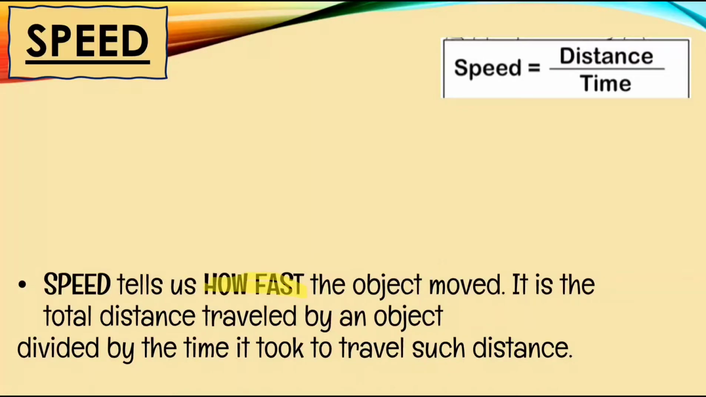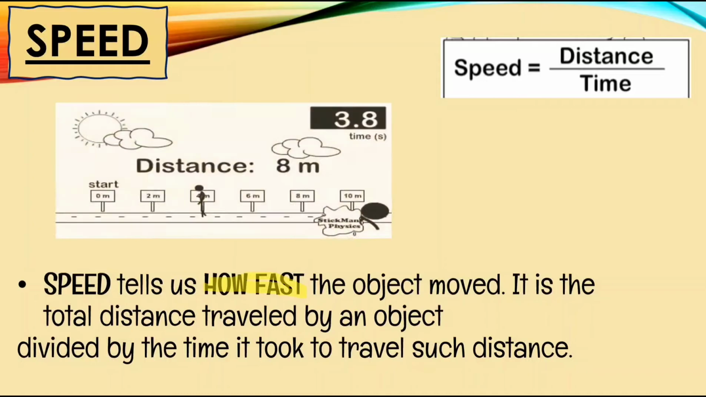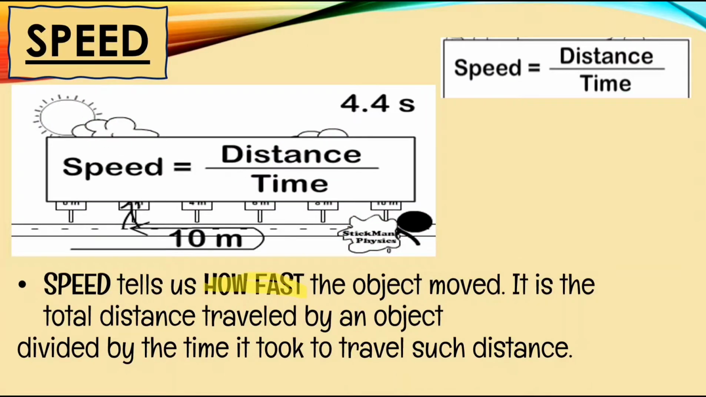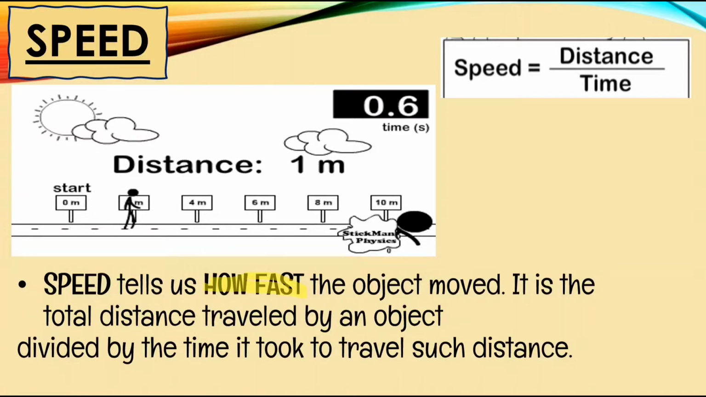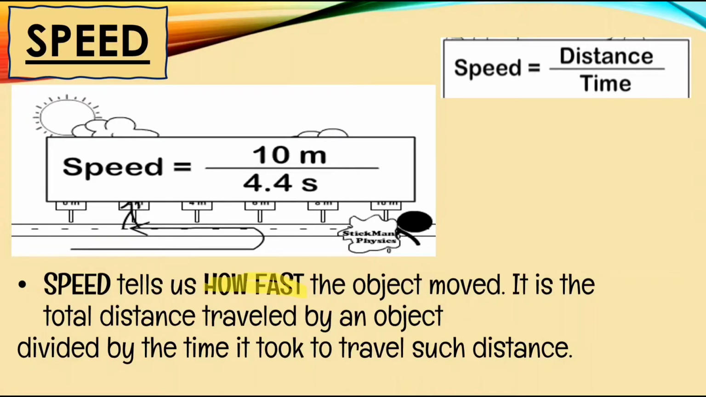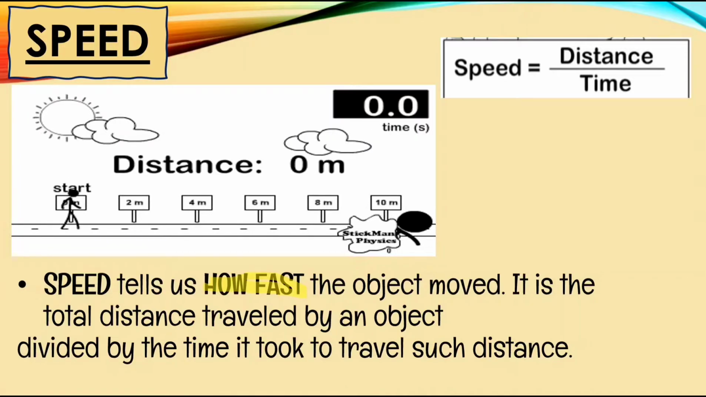Tingnan natin ang example dito sa diagram. The man walks from 0 to 6 meters to the right and 4 meters to the left. Ang total distance ay 10 meters. Sa upper right corner ng diagram, makikita natin yung time. Nung dumating yung man sa 10 meters na distance, ang time ay 4.4 seconds.